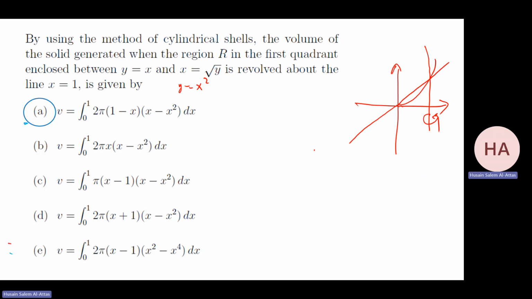So this is the line. h of x will be x minus x squared, and b of x will be 1 minus x, from 0 to 1. So V would be 2 pi integral from 0 to 1 of (1 minus x) times (x minus x squared) dx. That's it.